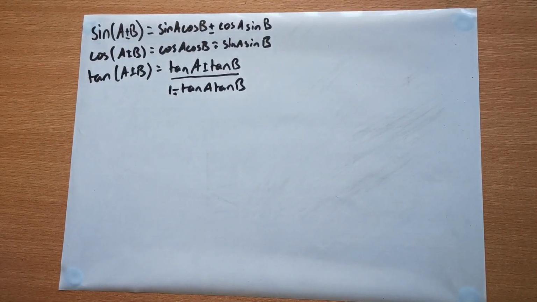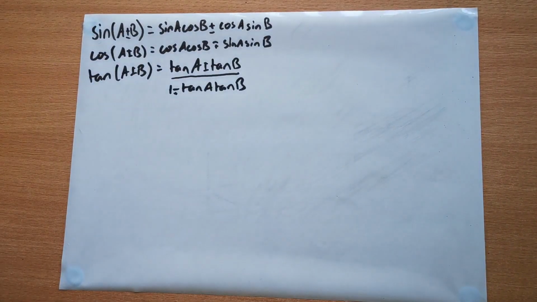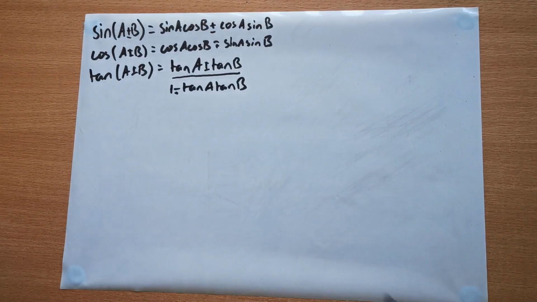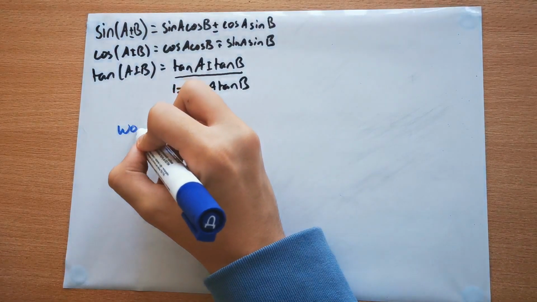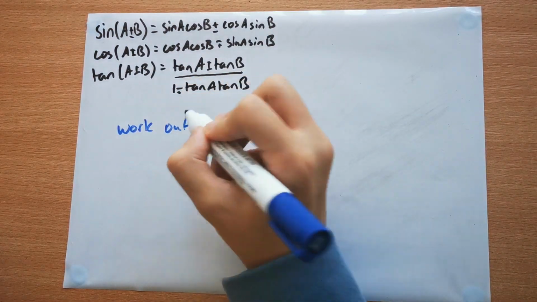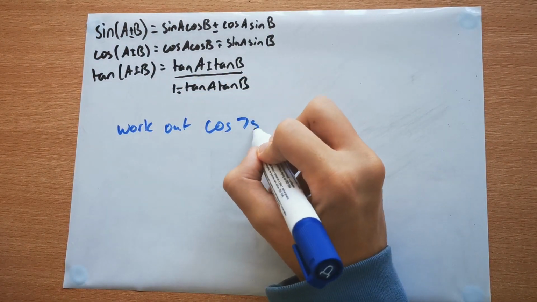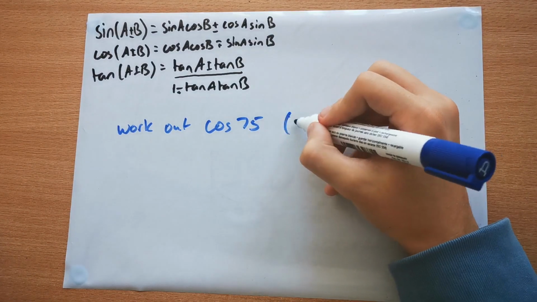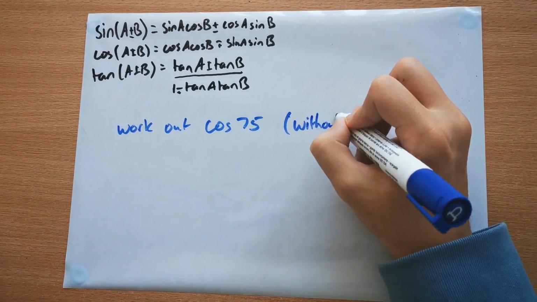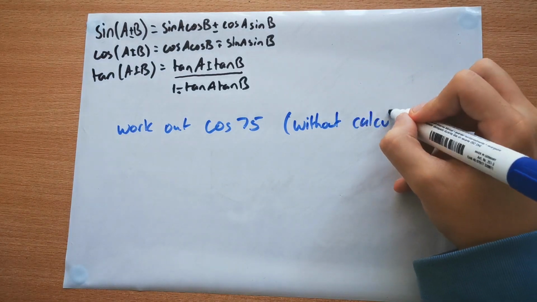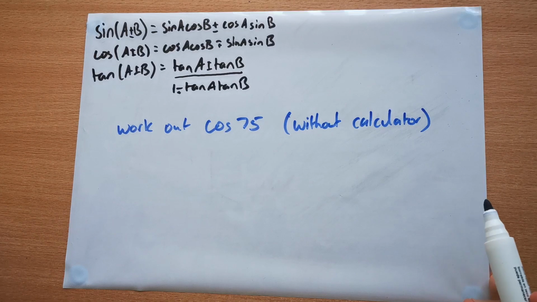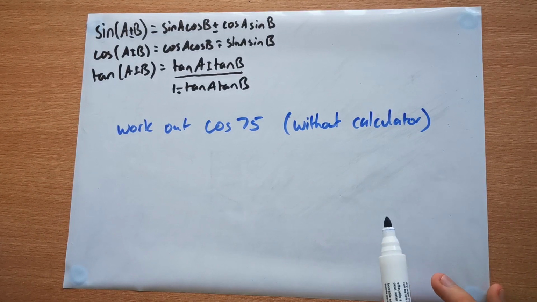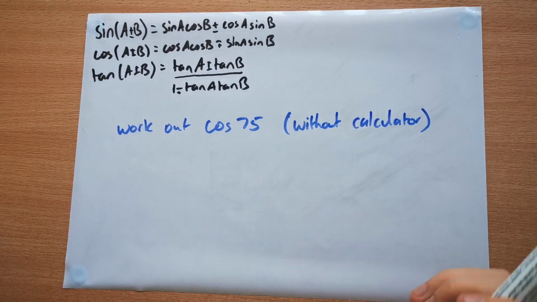Okay then, so using this, you're able to do some interesting things. So the question could be, work out cos 75, and it might say without calculator. Yeah, what does that mean? Why without calculator? It basically means that it wants you to put in values and use algebra to solve it rather than literally just typing in cos 75 equals.